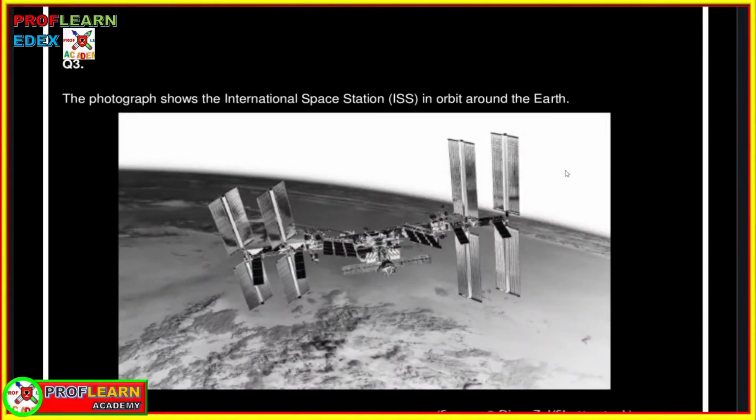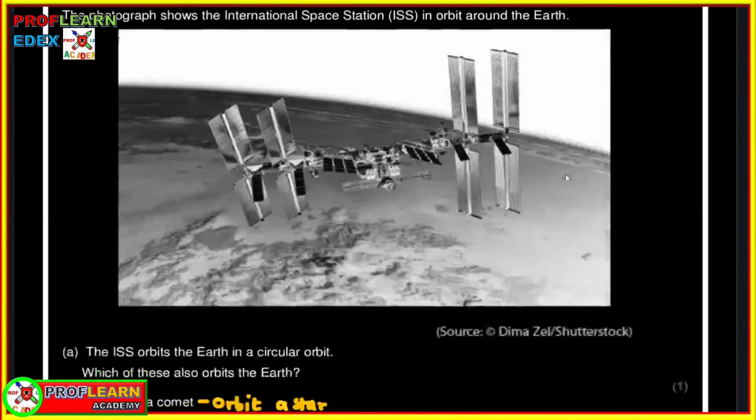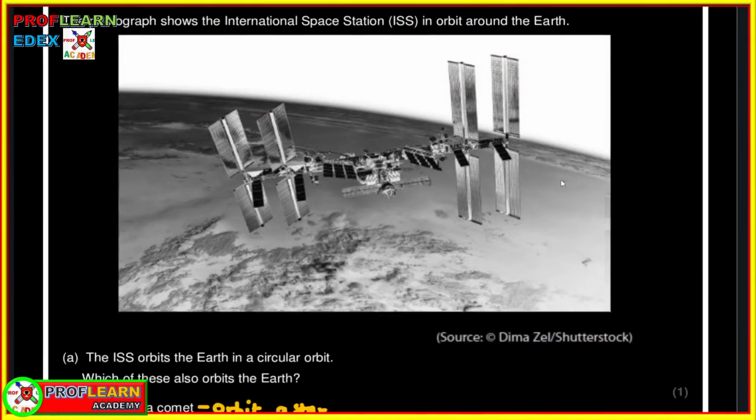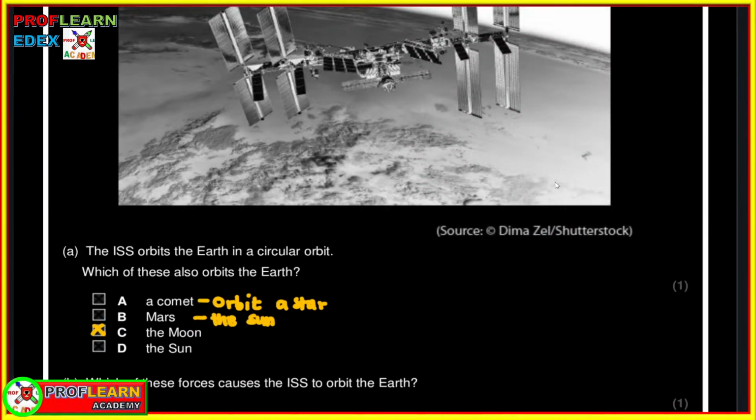Right. So question number 3, we are talking about a photograph that shows the International Space Station, ISS, in orbit around the Earth. That is a satellite that orbits around the Earth, going around the Earth. Which force keeps it moving around the Earth? That is gravitational force.